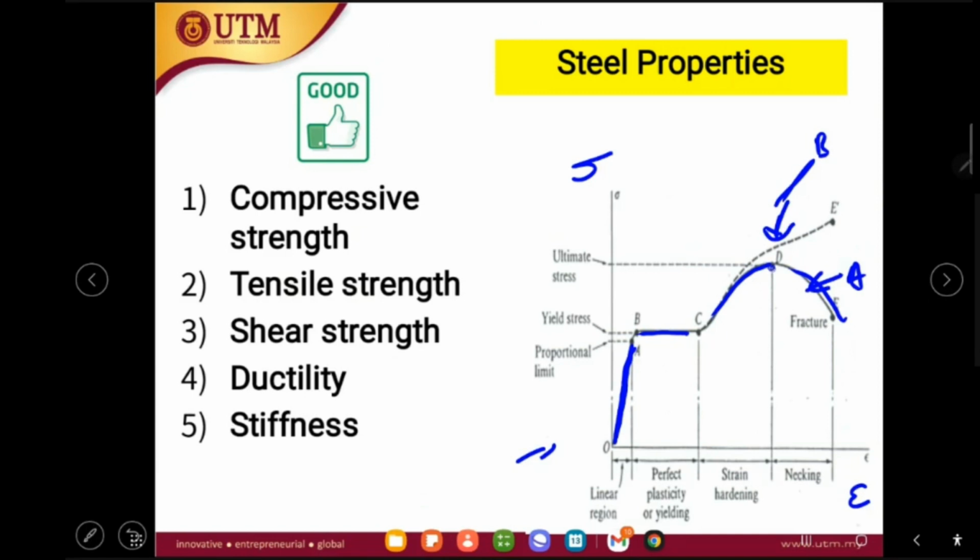for material A, it dropped drastically, but for E, it has the ability to maintain the ultimate stress, even with the increase of the strain. So that is the condition where we say a material is ductile. Actually, ductility of a material depends on its ability to maintain the strength after it has reached its ultimate stress or ultimate capacity. Okay, so we continue.